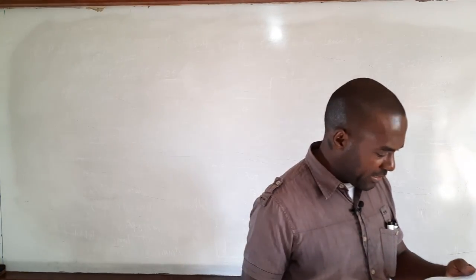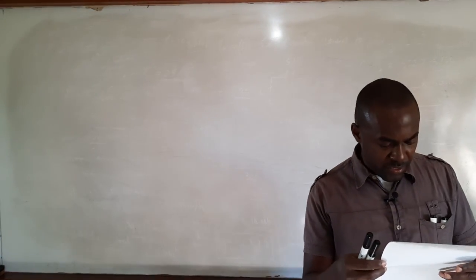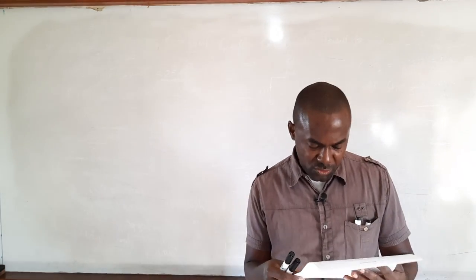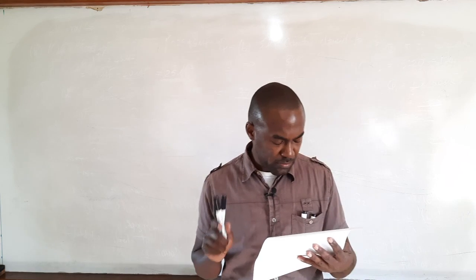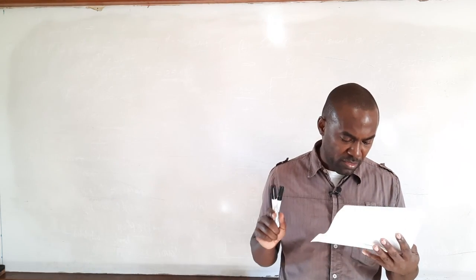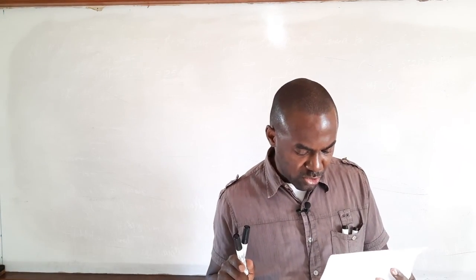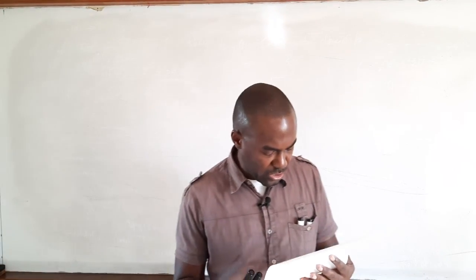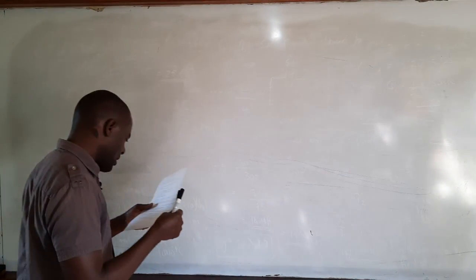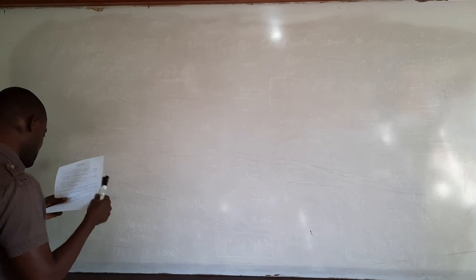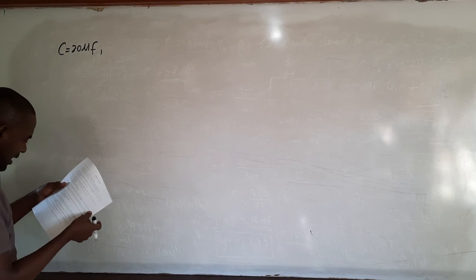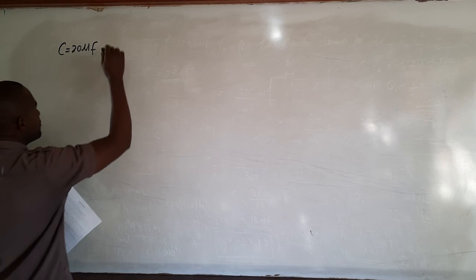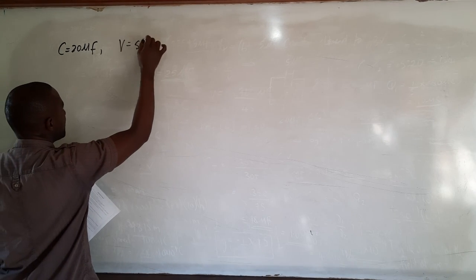Alright, so question 7 says, calculate the energy stored in a 20 microfarad capacitor when charged to a PD of 500 volts. If a second initially uncharged 30 microfarad capacitor is then connected in parallel with it, calculate the new value of the energy stored by the combination, account for this change. So what we have initially is a 20 microfarad capacitor. So we have C equals 20 microfarads, and it was charged to a PD of 500 volts. V is equal to 500 volts.